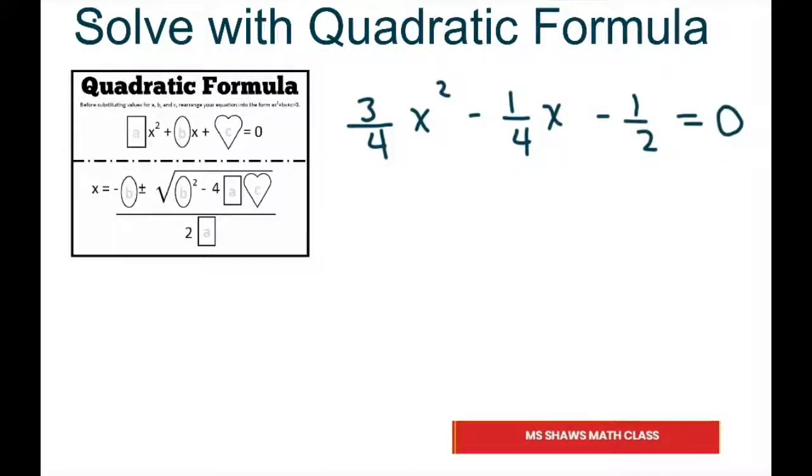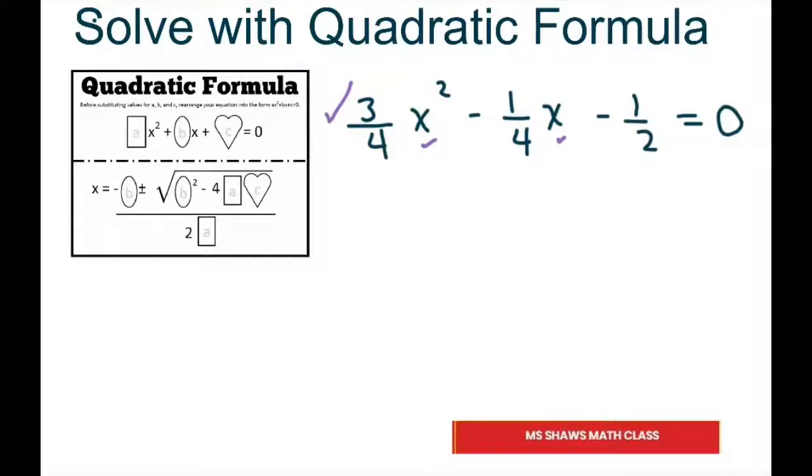Hi everyone, we're going to solve this problem using the quadratic formula, and the first thing you need to know is that we need to have this equation put in standard form. It is in order. We have x squared first, then x, and then our constant, but the problem with the quadratic formula is you don't want any fractions. So our first step is to clear fractions.